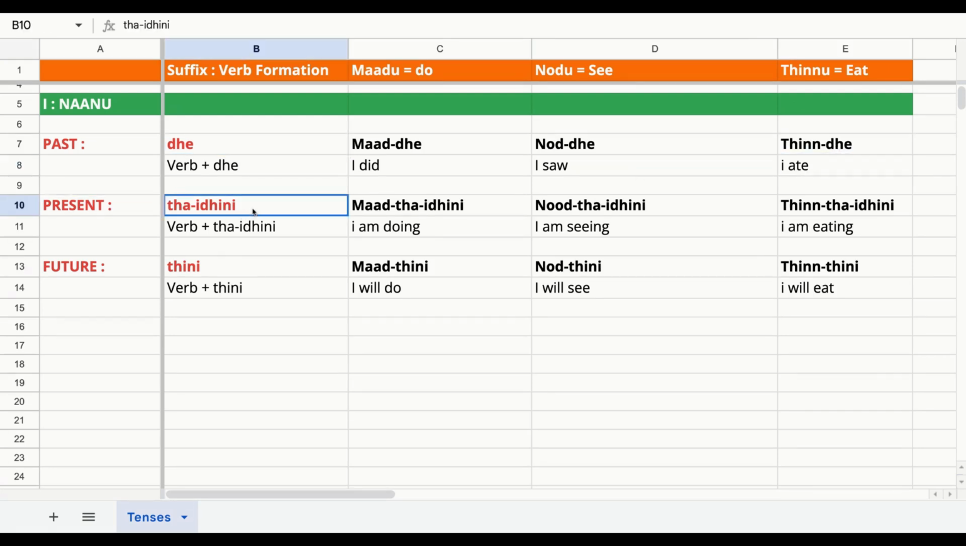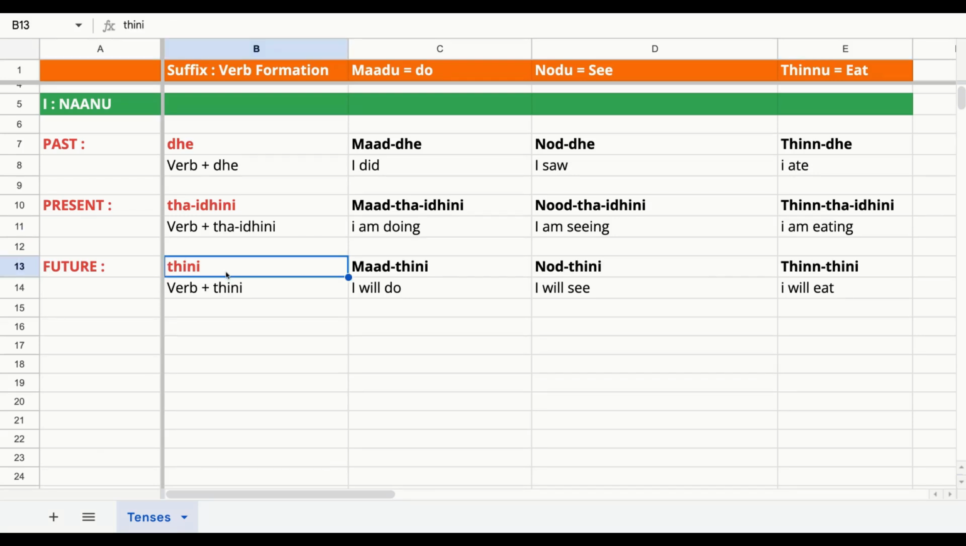Next is present tense. For present tense, the suffix is ta idini. Verb plus ta idini. Let's take madu. Madu plus ta idini, madta idini. I am doing. Nodu plus ta idini, nodta idini. I am seeing. Tinnu is eat. Tinnu plus ta idini, tinta idini. I am eating.